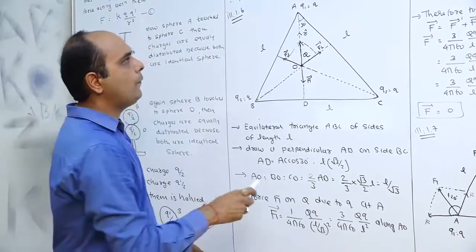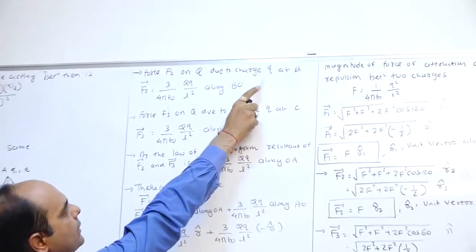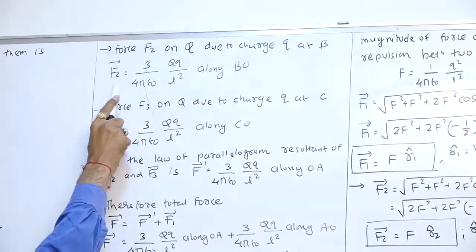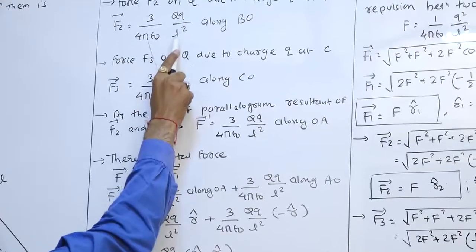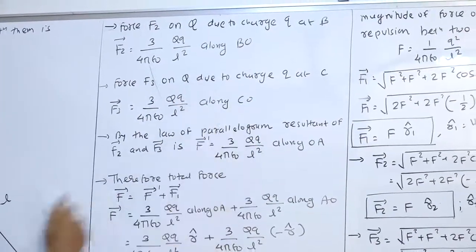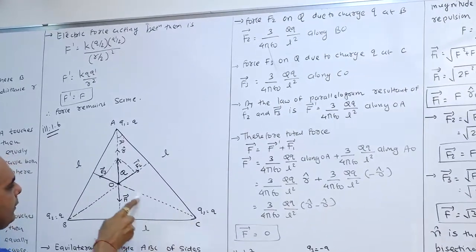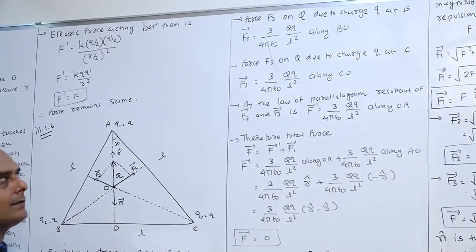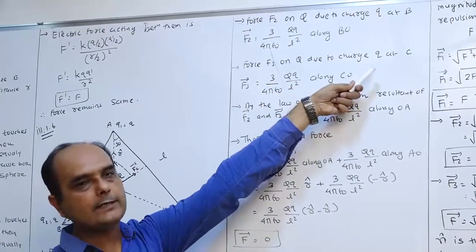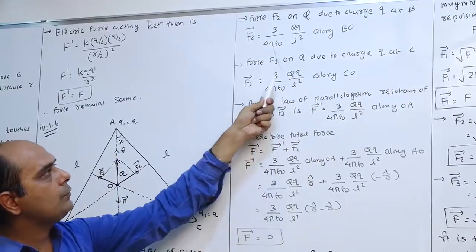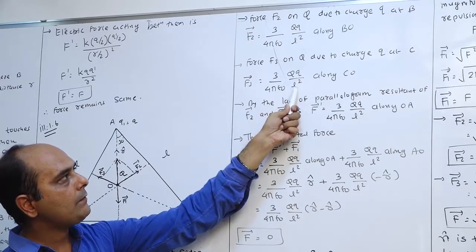The force F2 on capital Q due to charge at B is given by vector F2 equals 3 upon 4 pi epsilon 0, capital Q into small q by L square, along the BO direction. The force F3 on Q due to charge small q at C is given by vector F3 equals 3 upon 4 pi epsilon 0, capital Q into small q by L square, along the CO direction.